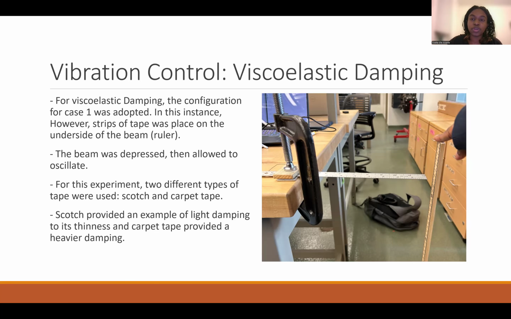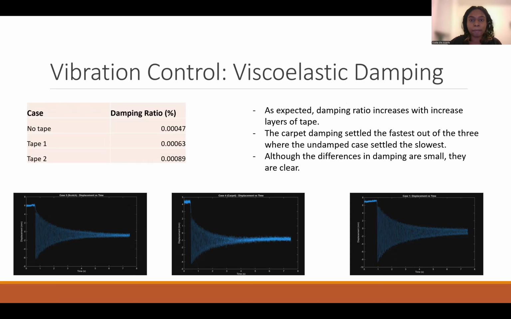Next, we did viscoelastic damping. As shown in the picture below, that is the setup for the lab, and in this instance, strips of tape were placed under the ruler. The beam was depressed and then allowed to oscillate. We used two different types of tape to demonstrate two different types of damping, Scotch and carpet tape. Scotch provided light damping, while carpet tape provided heavier damping.